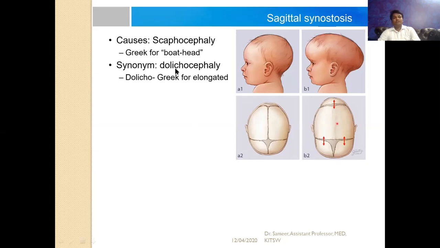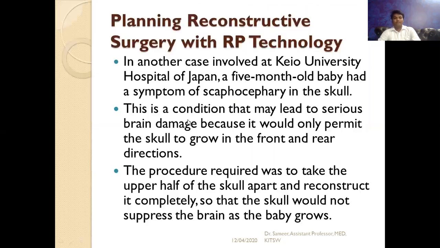So coming to scaphocephaly, it is a Greek word for boat head, and the synonym is dolichocephaly. In that, dolicho means elongated in Greek. In the Kyoto University Hospital of Japan, a 5-month-old baby had the symptom of scaphocephaly in the skull. This is a condition that may lead to serious brain damage because it would only permit the skull to grow in the front and rear direction.